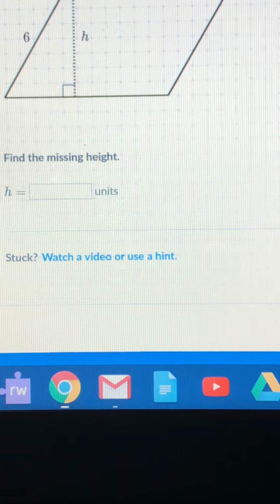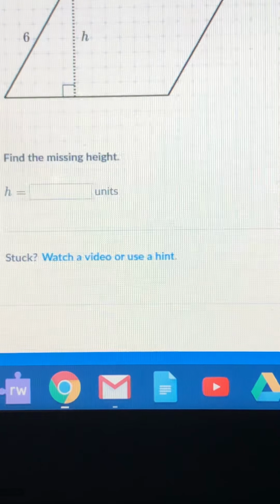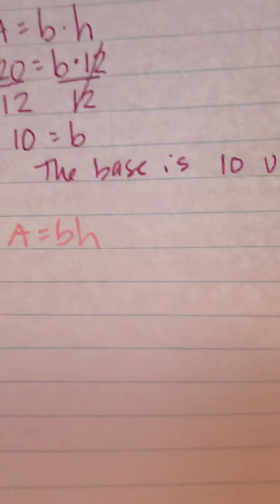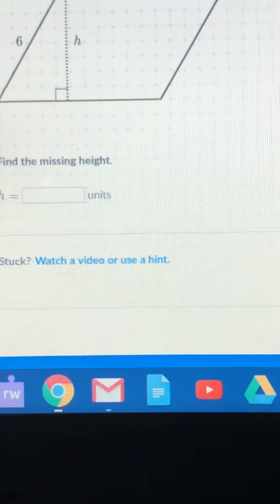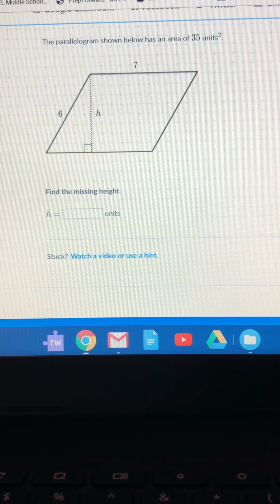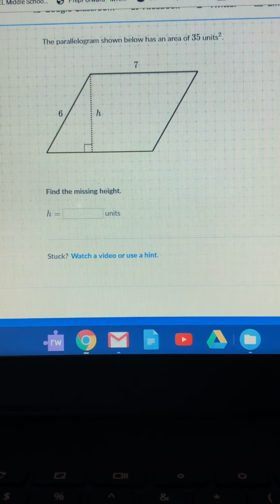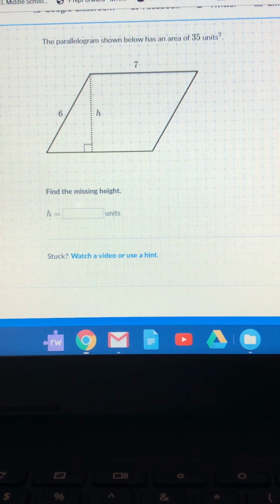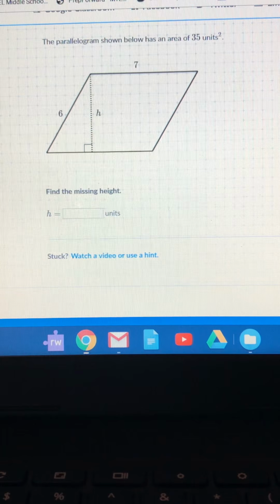We now have a missing height. So area is equal to base times height. I will go ahead and write that first. Area is base times height. We are given an area of 35. Let me zoom out a little bit. So 35 units squared. So I'm going to substitute in the 35 for the area. There's the 35. We have a base of 7. That's the base. I know that because it is perpendicular to the height. So 7 is the base times h for the height. So that is how I wrote that down.